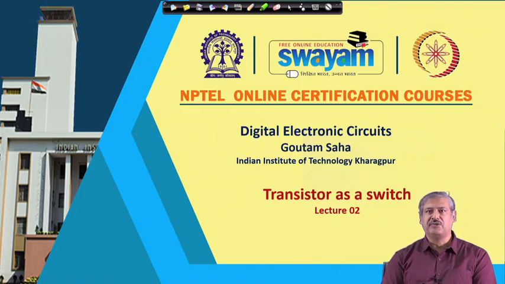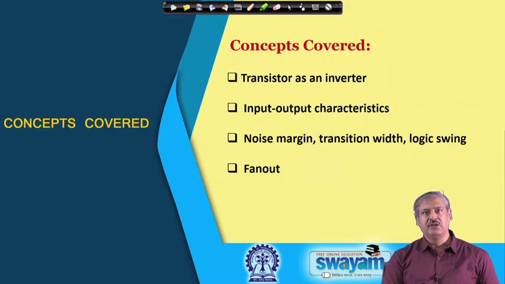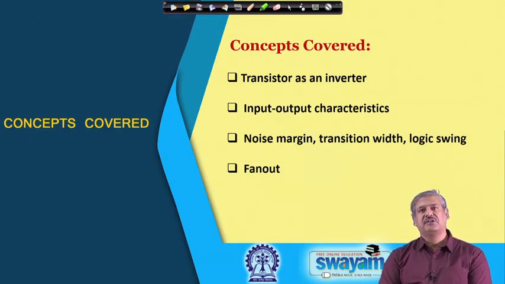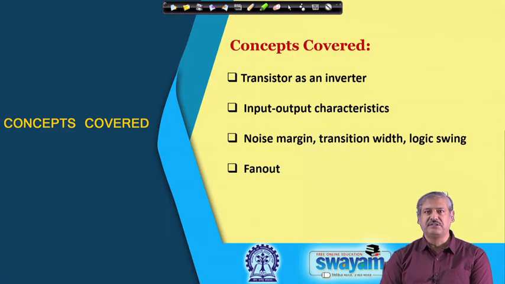Okay? We left ourselves with a question whether we can get inverter logic or NOT logic using a diode, which we found from our common understanding is not possible, but transistors can be used for generating NOT logic or inverter. Okay? So, in today's lecture we shall cover transistor as a switch. We shall look at its input output characteristics and some important parameters like noise margin, transition width, logic swing and fan out.